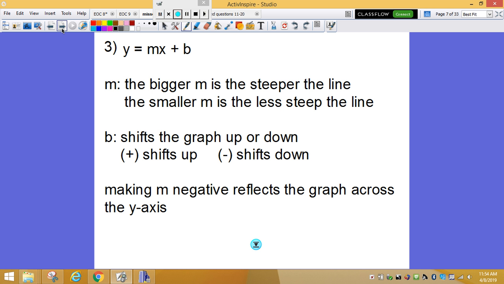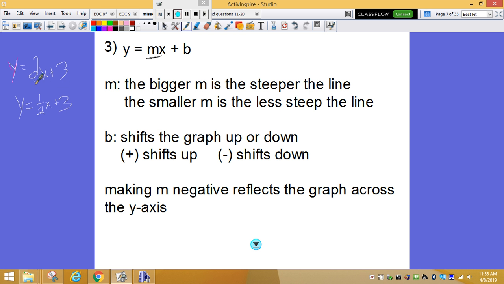Let's go through this. M means the bigger M is your slope, remember. So the bigger your slope is, the steeper the line. The smaller the slope is, the less steep the line. So if I said, and write this example down, this would be a good example. If you have y equals 2x plus 3, and if you have y equals 1/2 x plus 3. And I said, which one's steeper and which one is less steep?